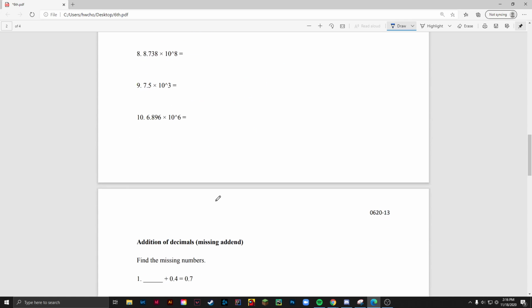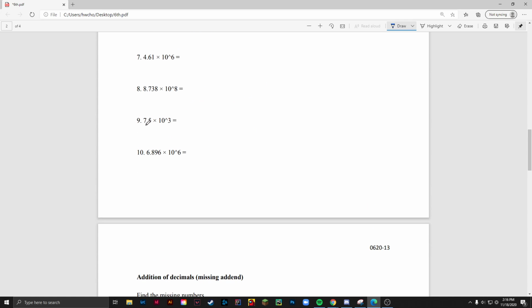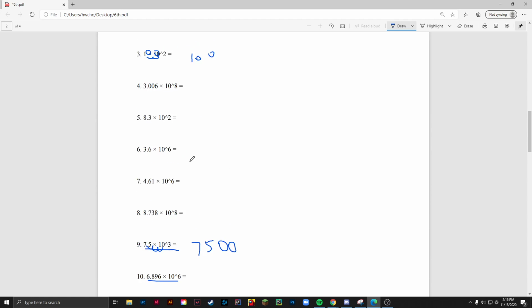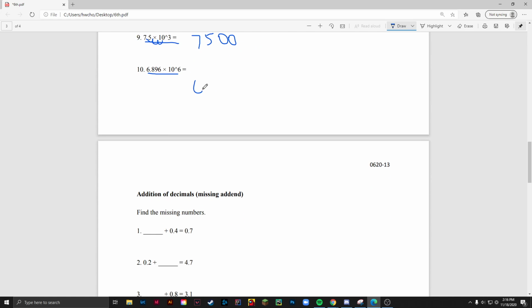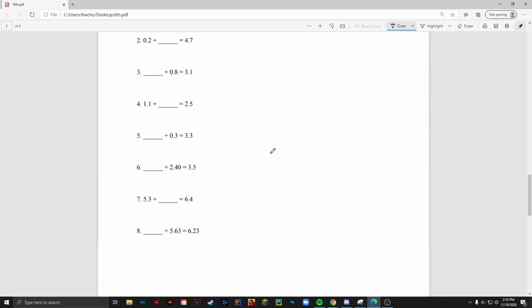Very cool. Number 9, 7.5 times 10 cubed. So it's going to be 7, 5, and then since it already went once, twice, 3 times, 2 more zeros. This one's just as simple. It's going to be 6, 8, 9, 6, 0, 0, 0. There's 3 zeros because there's 3 decimal places, and 6 minus 3 is going to be 3. There's 3 more zeros.